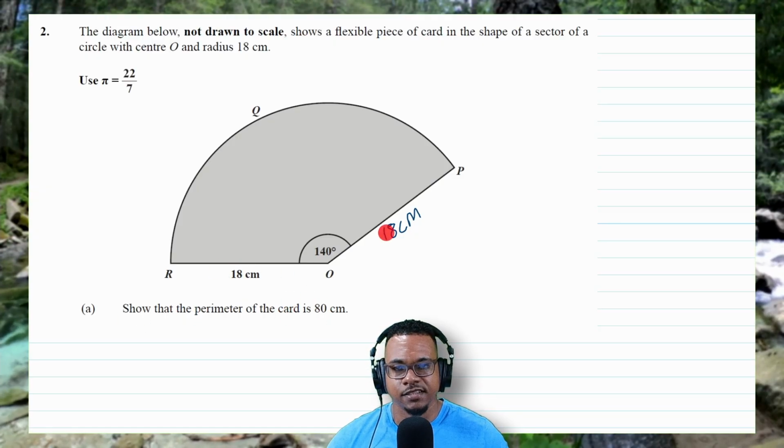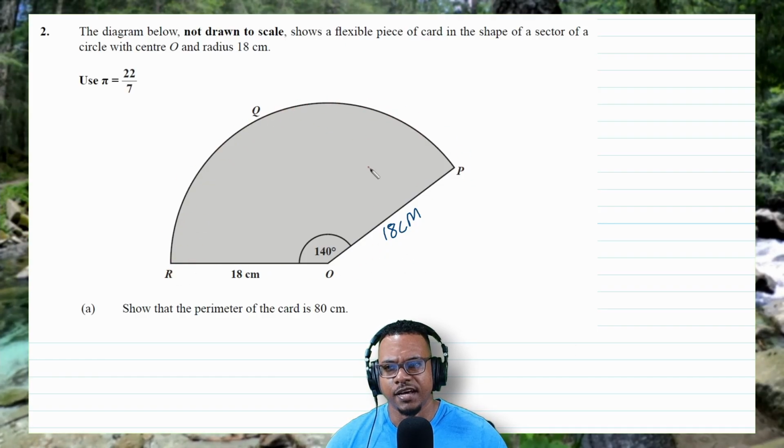So we have the 18 and the 18 here. We need this length of arc here from R to P, and then we can add the 3 distances up, and that will be the perimeter. So now we have to find the length of the arc RP.